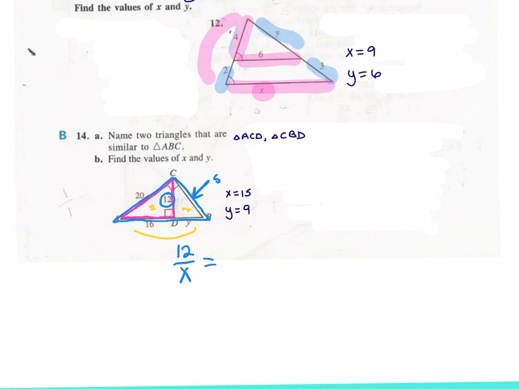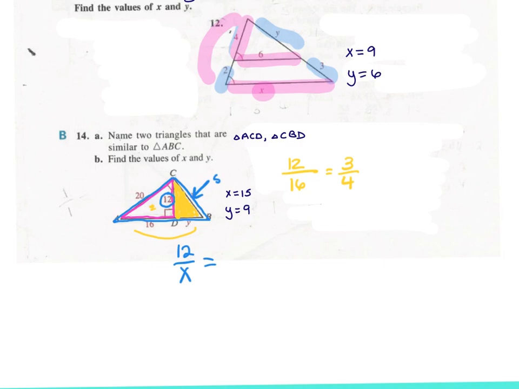So if I look at the 12, for example, it is the middle side of this right triangle, the yellow one. 12 is the middle, right? Because Y would be smallest, X would be largest, 12 would be the middle. So that 12 would match the middle length in the pink triangle, which is 16. The ratio of those sides is always going to be the same, which simplifies to 3/4.